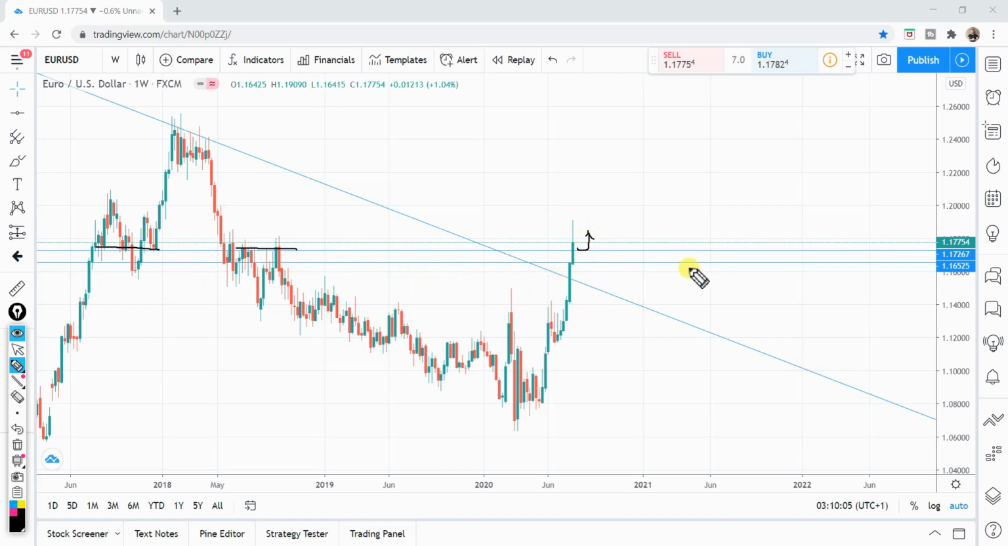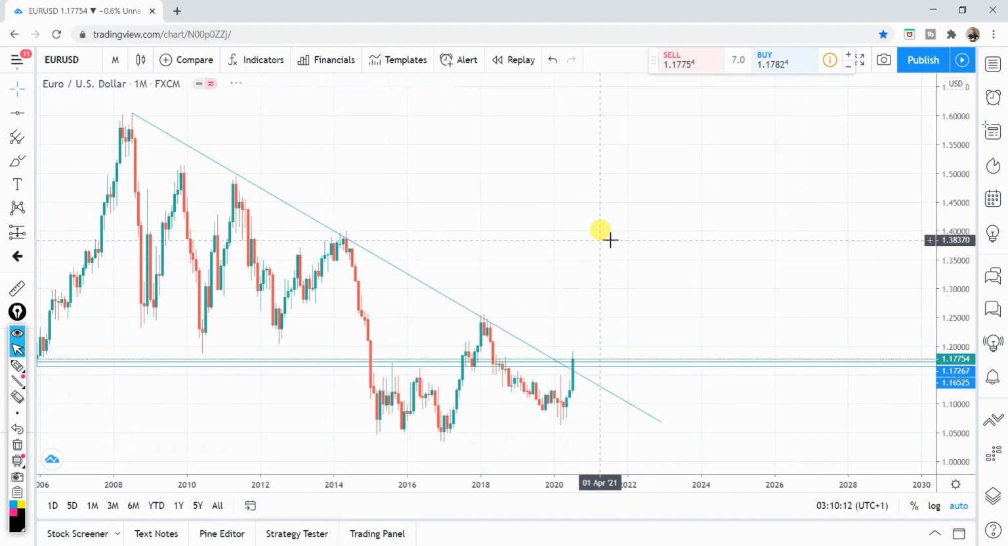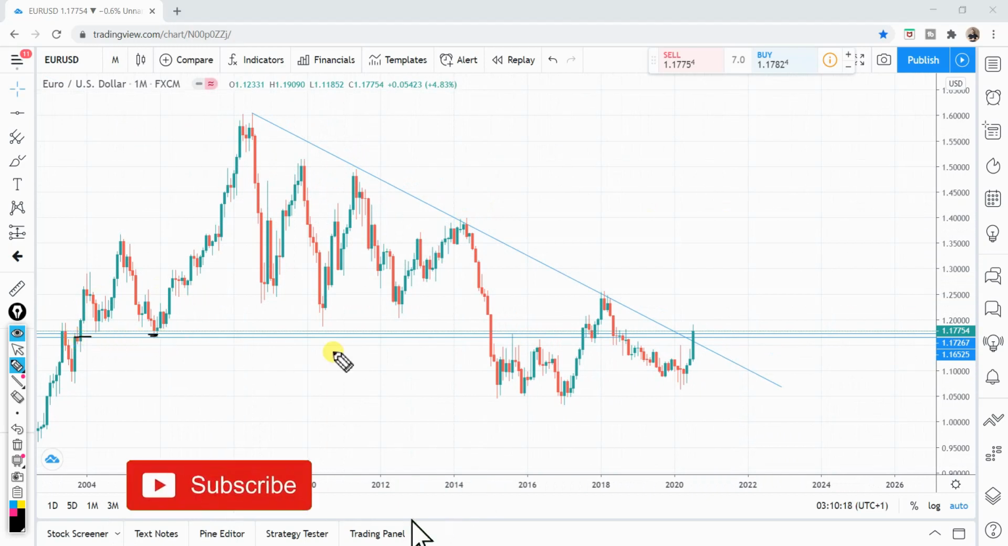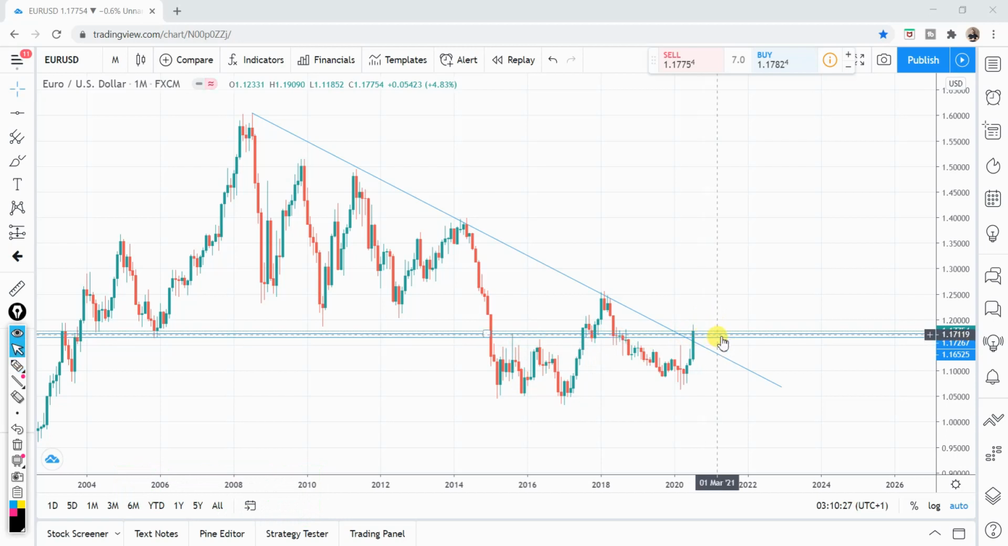And I also have this second horizontal line, which is further down in here. If you go to the monthly time frame, it is a monthly low, so it's a monthly support level. We can see it in here. It's close to this level, as well as these lows, and also these highs and these lows in here. So it's a very decent support level, and it's also pretty close to this trend line.